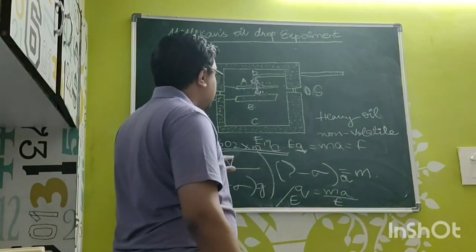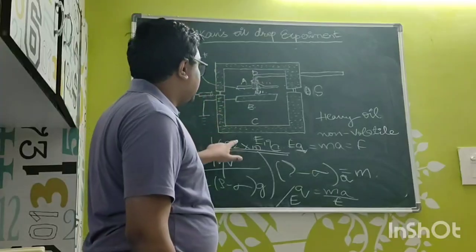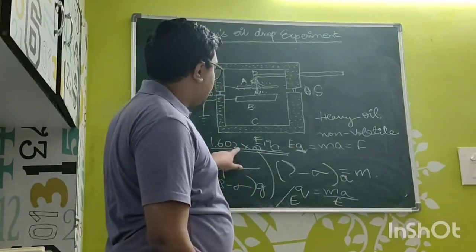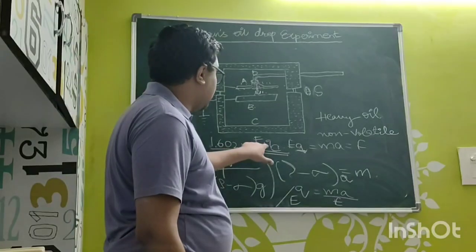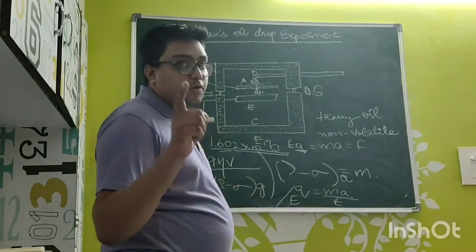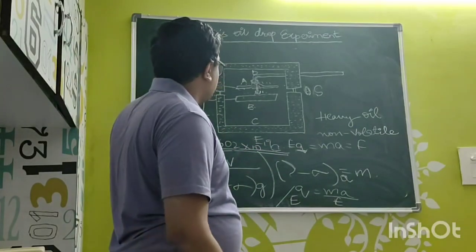This is the standard charge of an electron: 1.602 × 10⁻¹⁹ coulomb is the charge of one electron. So this is it for today.